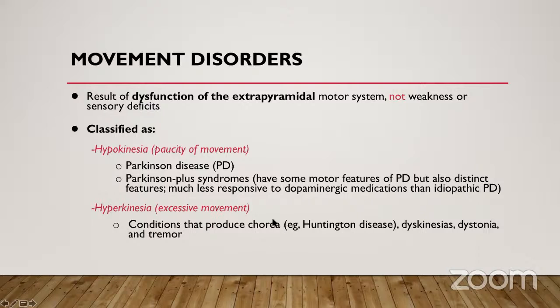An example of this is chorea, which we find in Huntington disease. We have dyskinesia and dystonia, which sometimes can be a side effect of antipsychotic medication, and tremors as well, like essential tremor.